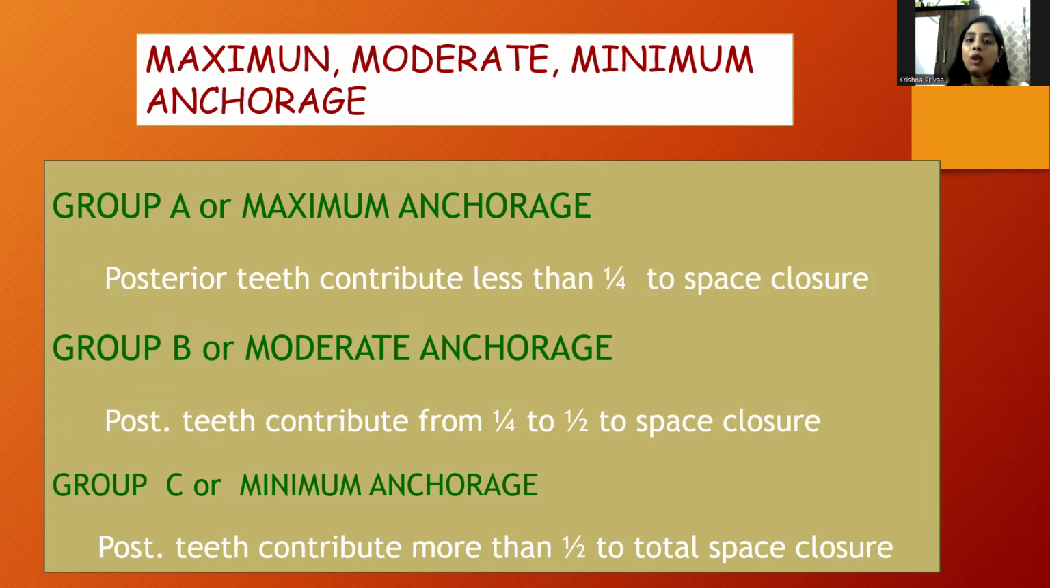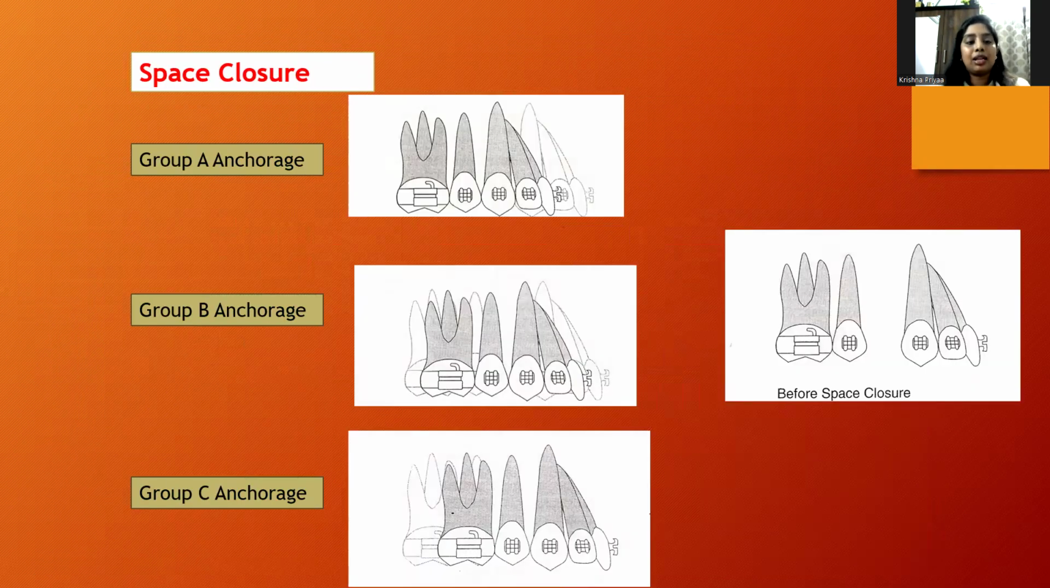Group A meaning when we remove the first premolars, you can see this image, right? So this is the before one, this tooth is removed. So maximum space closure occurs when the front teeth are going back, wherein the back teeth stay there. The posterior is actually there. 90% of the space closure happens by anterior retraction. In group B, 50% posterior protraction, 50% anterior retraction. In group C, 90% posterior protraction and very minimal anterior retraction.